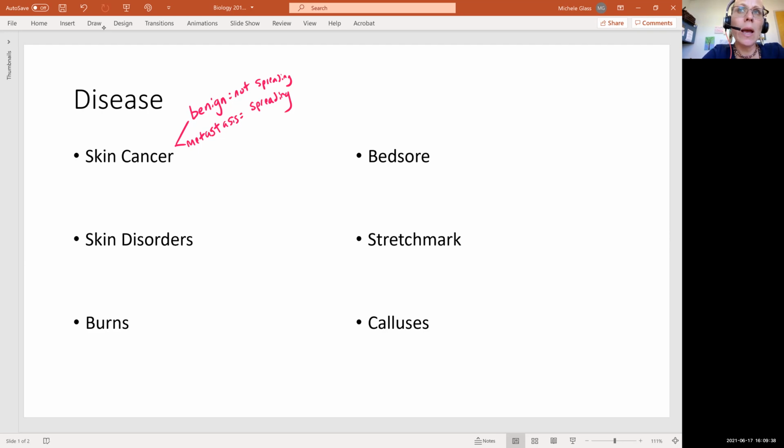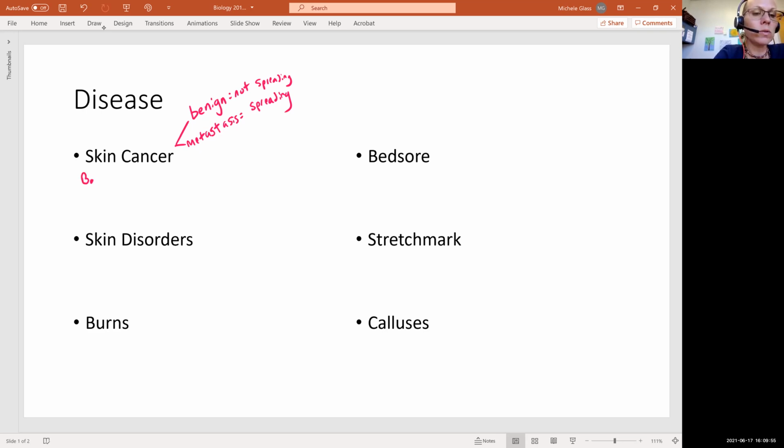Metastasized cancer means it's spreading through the body. And so this is where really life is at risk in this particular case. Cancers are usually named for their origin, where they start out.